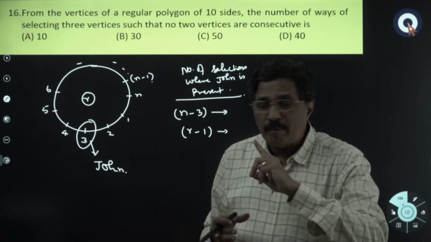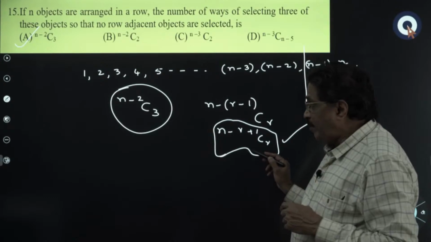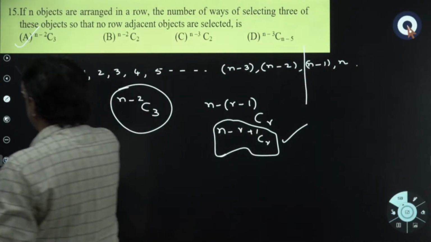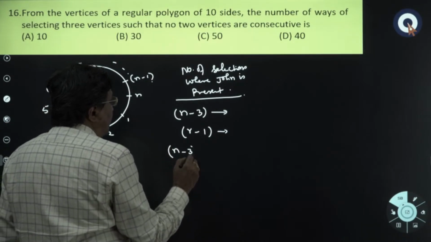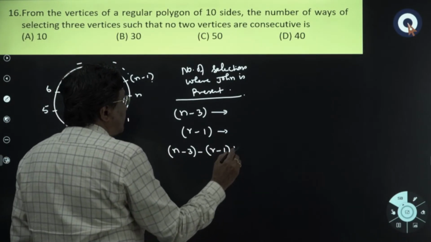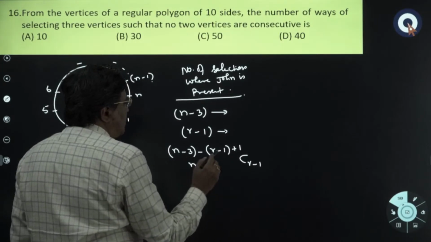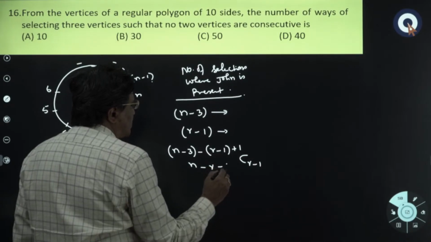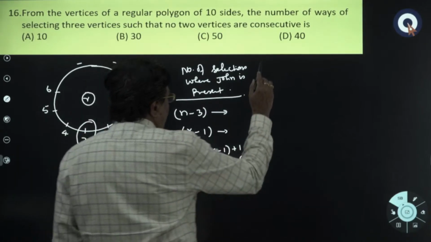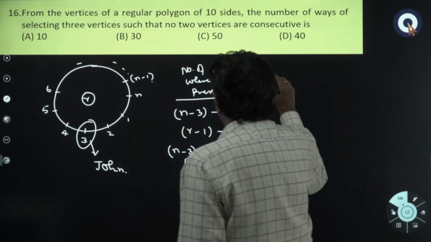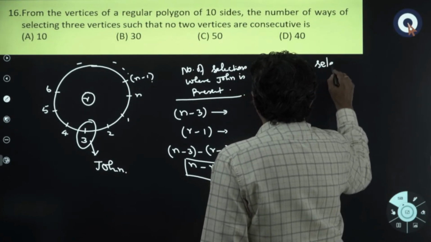So we have the formula from the last case that it is n minus r plus 1 C r. This formula can be used now because you have broken that circle. So n minus 3 minus (r minus 1) plus 1 C r minus 1, which becomes n minus r minus 3 plus 1 plus 1, so minus 1. So n minus r minus 1 C r minus 1. These are the number of cases where John is present. Next, the number of selections where John is not present.